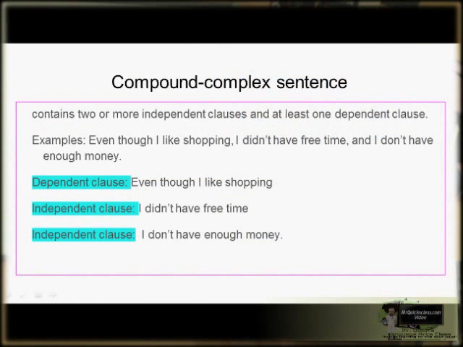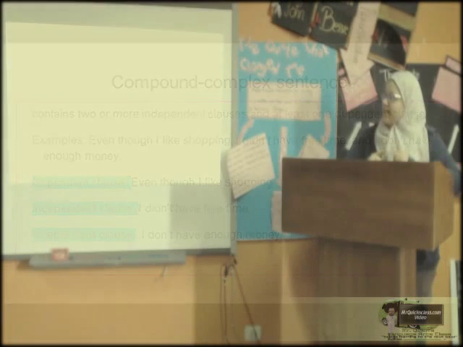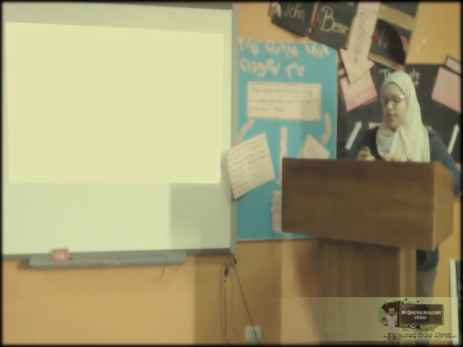Finally, the compound-complex sentence contains 2 or more independent clauses and at least 1 dependent clause. Example: even though I like shopping, I didn't have free time, and I don't have enough money. There are 2 independent clauses and 1 dependent clause. The dependent clause is "even though I like shopping." The first independent clause is "I didn't have free time." The second is "I don't have enough money."